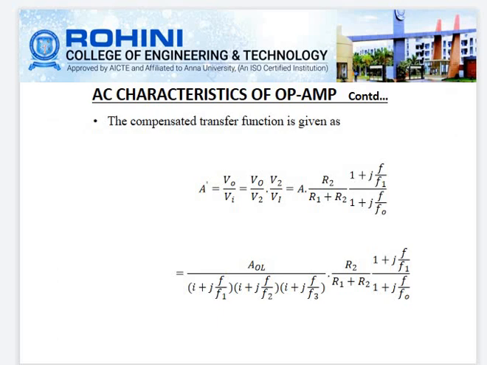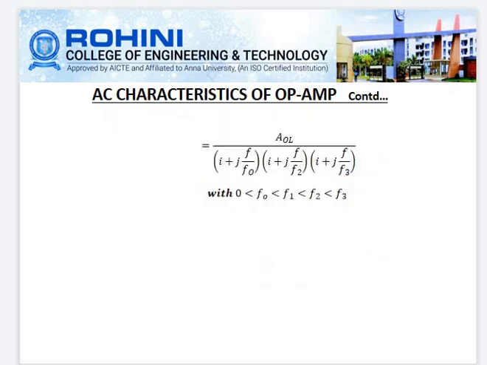The compensated transfer function is given as A dash is equal to V0 by Va, which is V0 divided by V2 into V2 by V1, that is equal to A into R2 divided by R1 plus R2 into 1 plus jf by F1 divided by 1 plus jf by F0. That is, substituting gain A, the open loop transfer gain divided by 1 plus jf by F1 into 1 plus jf by F2 into 1 plus jf by F3 into R2 divided by R1 plus R2 into 1 plus jf by F1 divided by 1 plus jf by F0.